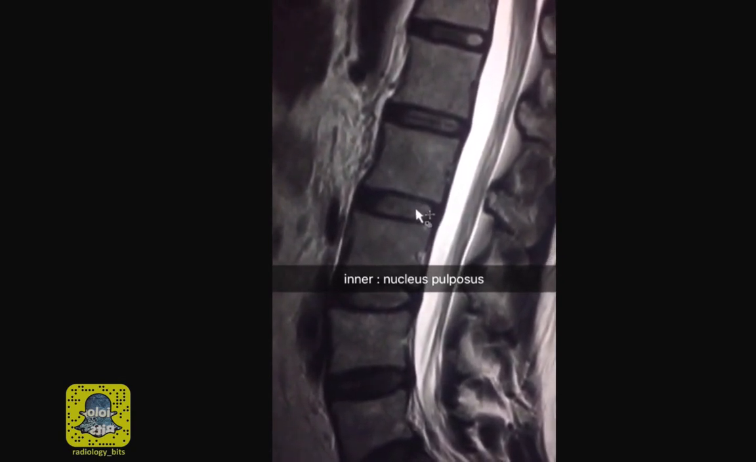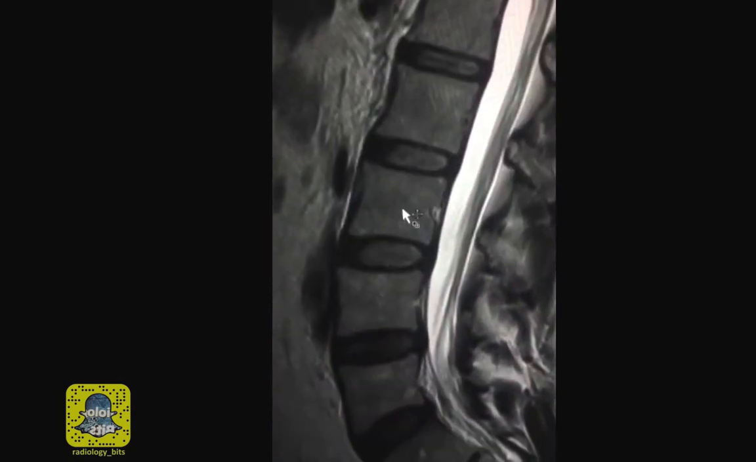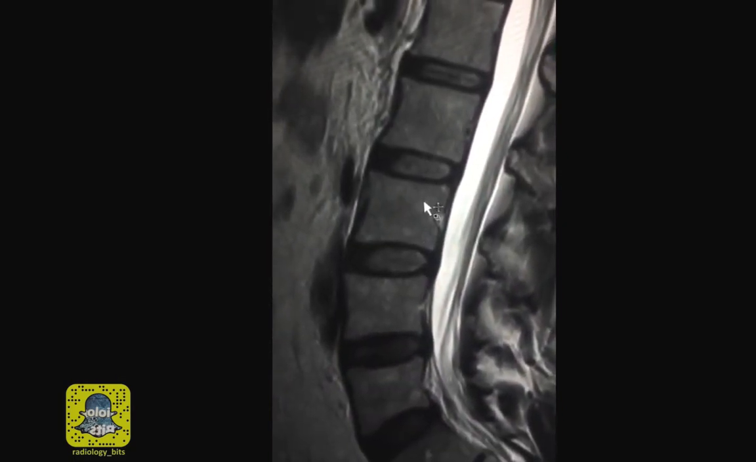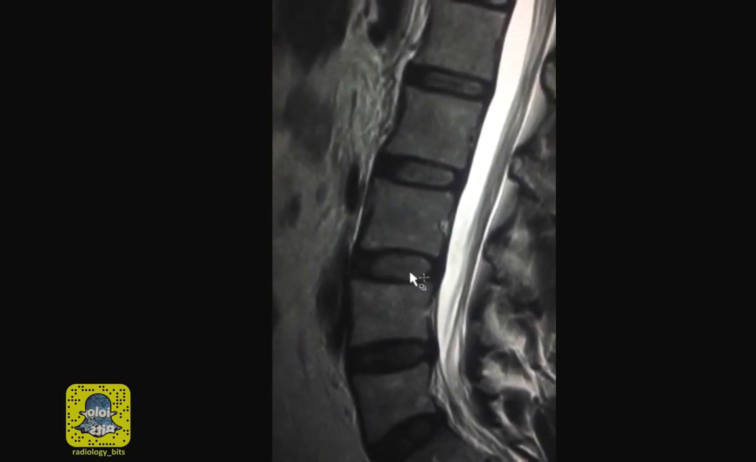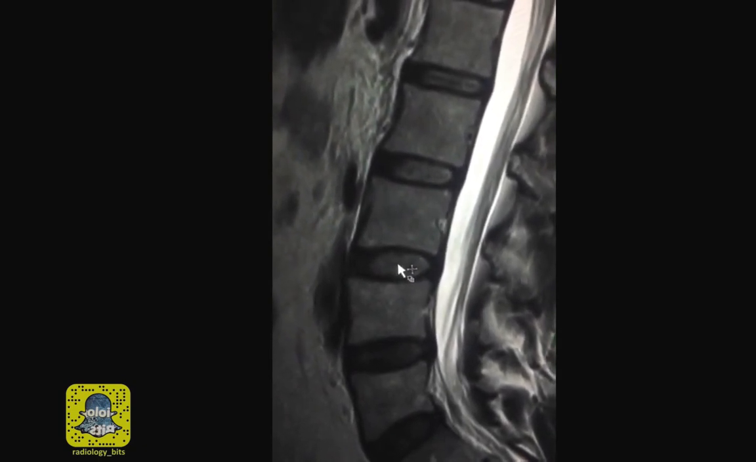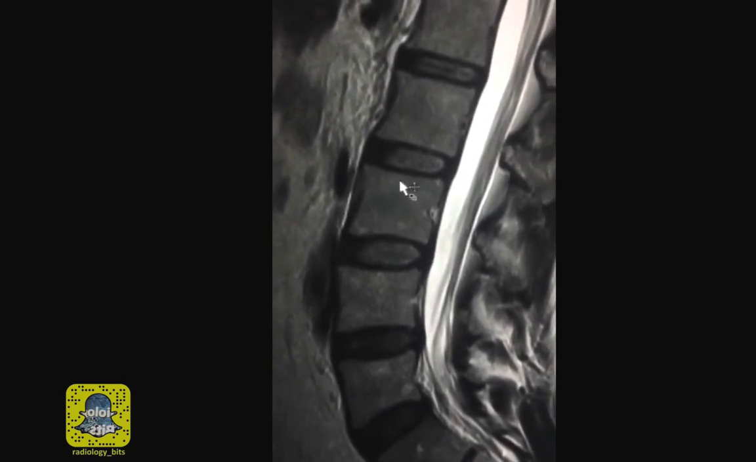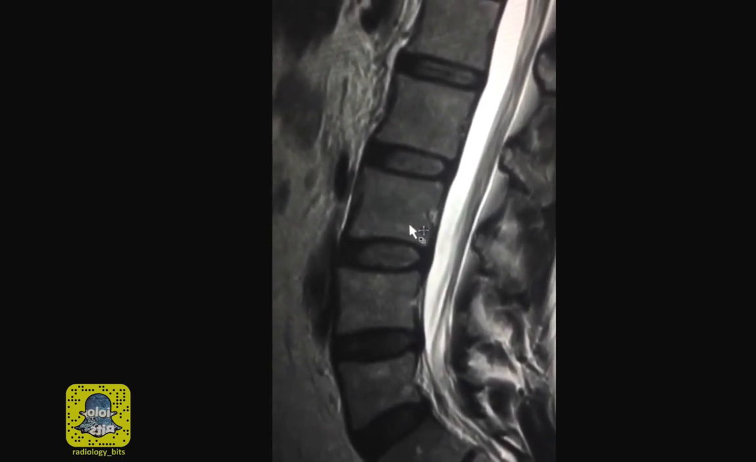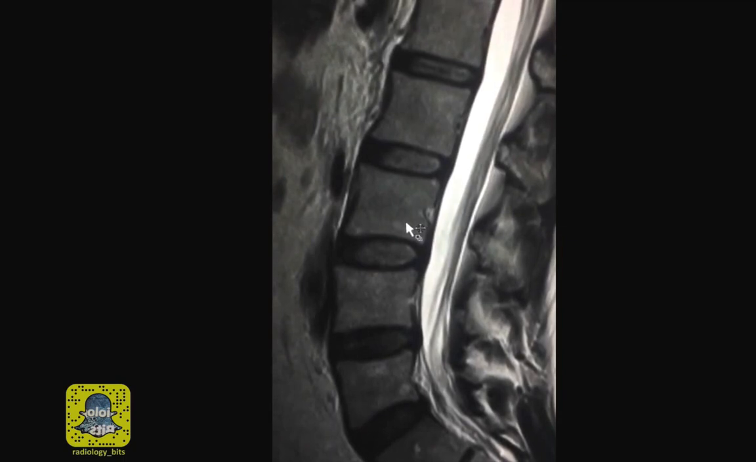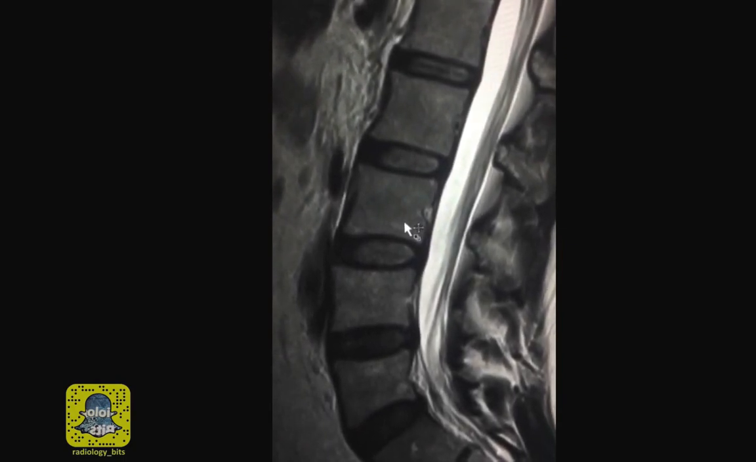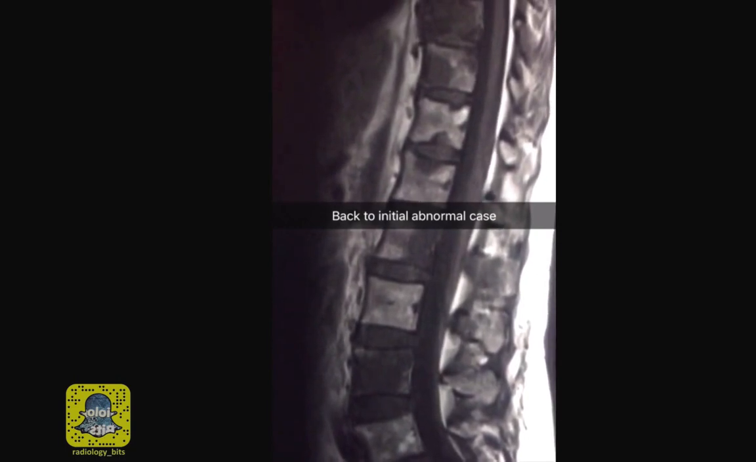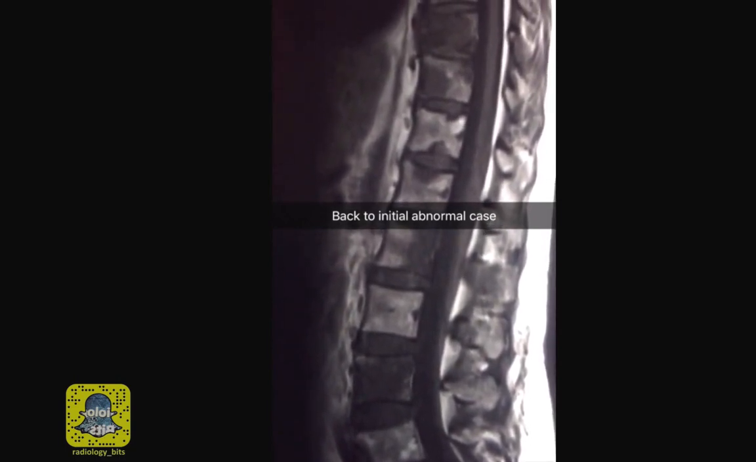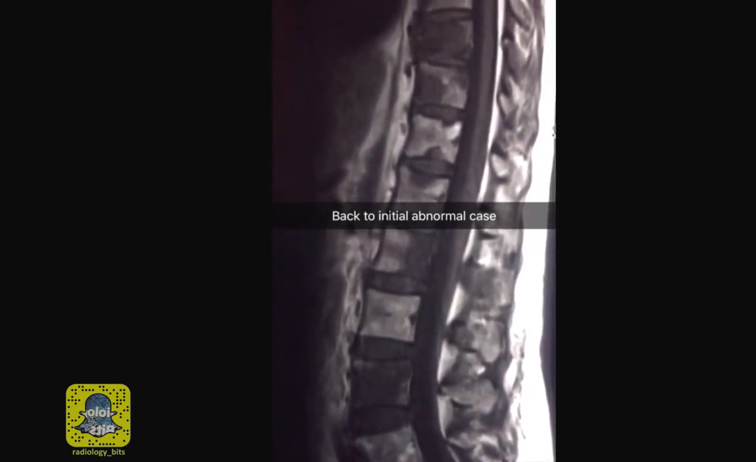And the inner central component that contains more water, and that's why it's bright, which is called the nucleus pulposus. Although fat is also bright on T2, which means the yellow marrow would be bright, seeing the water-containing nucleus pulposus, which is bright, makes assessing the signal intensity of the bone marrow on T2 more difficult than that on T1. So when you're looking for such a finding, use the T1 acquisition. Now that we cleared all these facts out of the way, let's go back to our abnormal case, the initial case that I showed you.